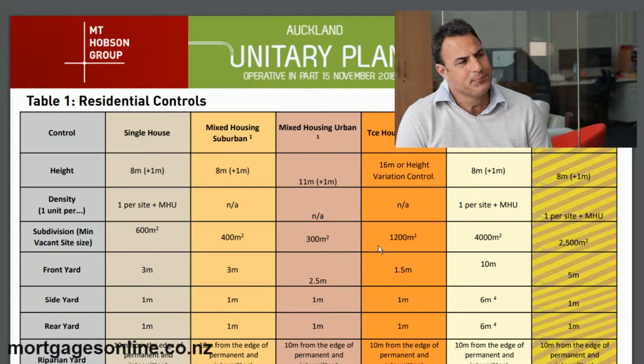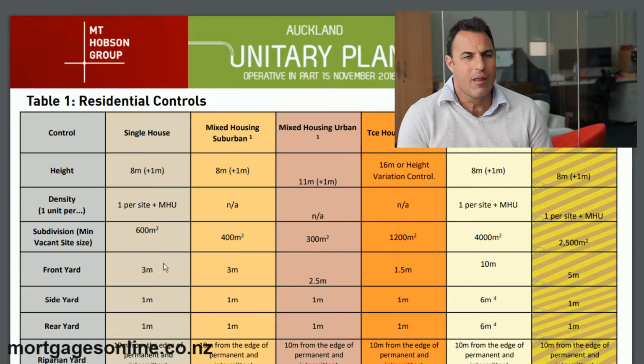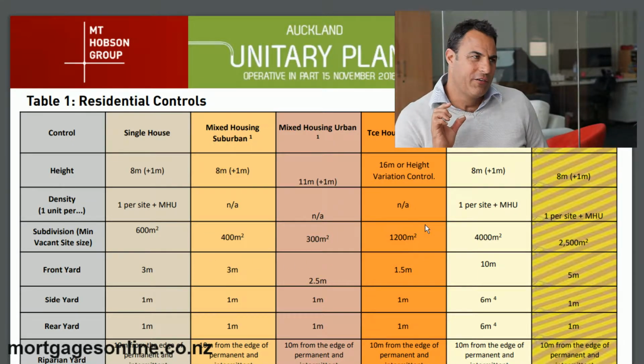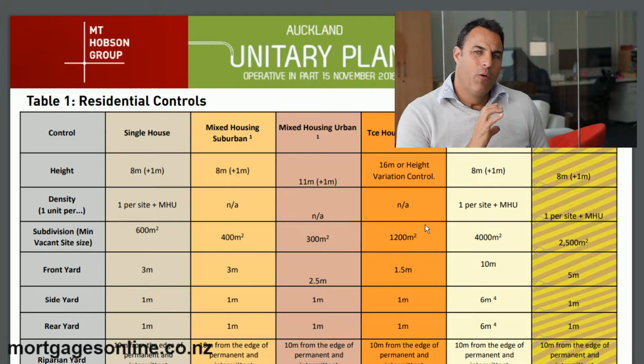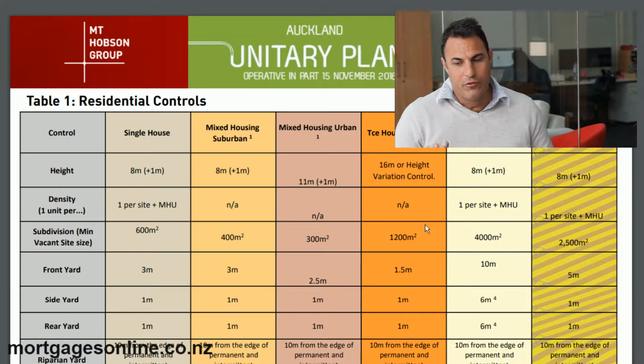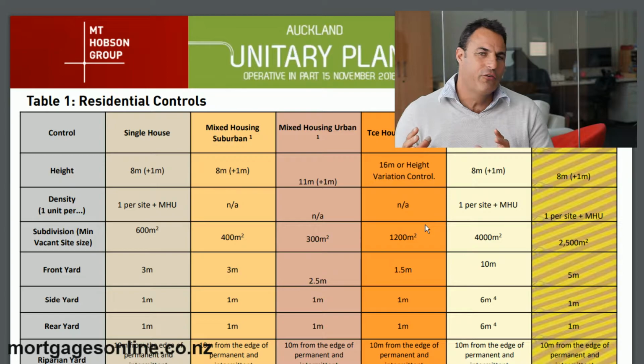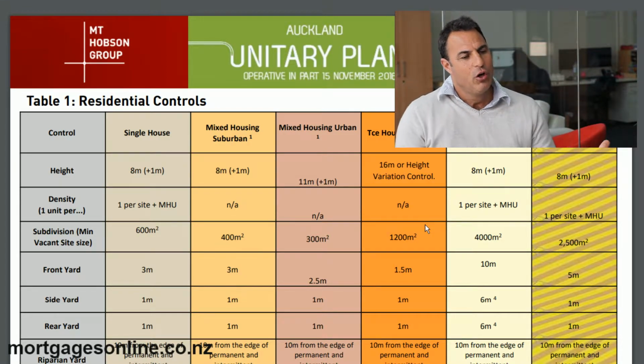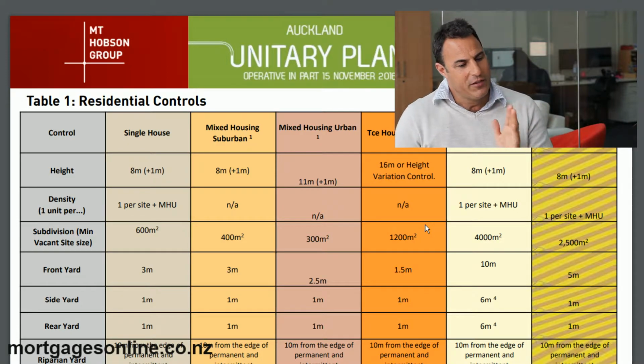And I guess the thing to remember here is that people still come to me and talk about land sizes. For most of these zones, mixed housing suburban, urban, and terrace house, forget about these land sizes, correct? Correct, because that's if you're creating vacant sections. The council doesn't want 50 square metre sections created. What they want is a comprehensive development created first, which fits the site, which you can then subdivide around.